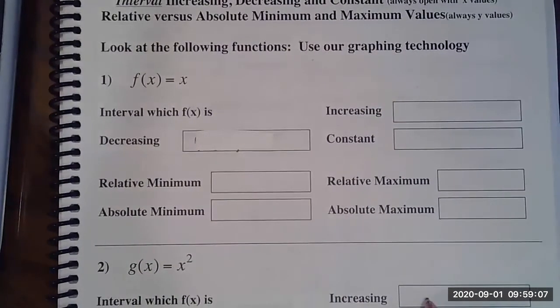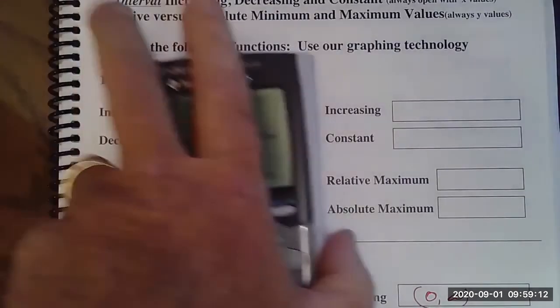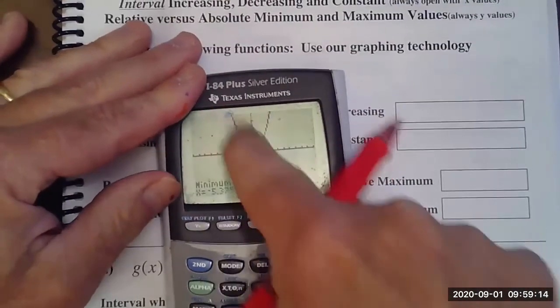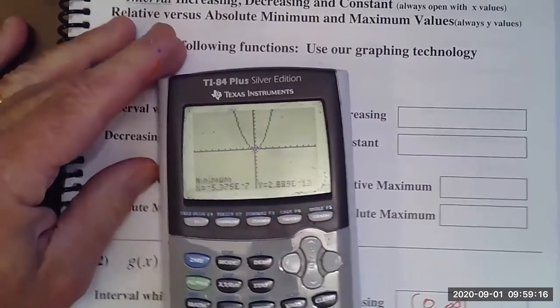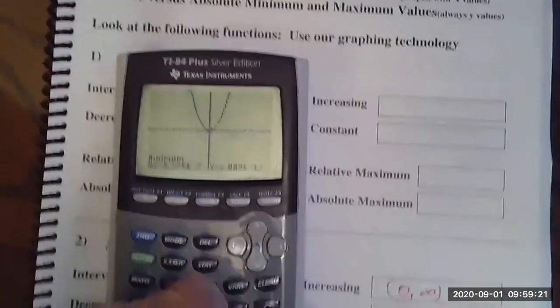Okay, increasing is going to be from 0 to infinity. And constant means there's a horizontal line and there isn't one. So you're going to say no, or none.